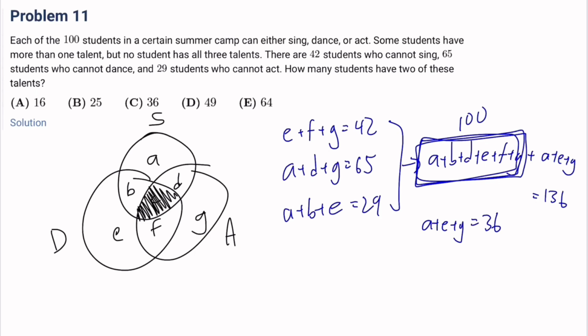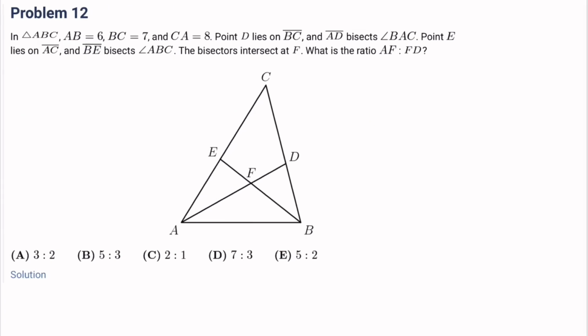And so how many students have 2 of these talents? That's going to be asking for B, D, F. So B, D, F, this is going to be 100 minus A, E, G, which is 100 minus 36. That's going to be 64. And that is our answer. It's E.